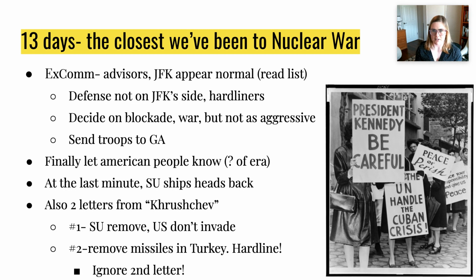And they get a second letter. And the second letter is very much, you must remove your missiles in Turkey or else. So much more hard, aggressive stance. And so they have to decide which of these letters do they listen to? What's going on? Their best understanding is that the first one probably was Khrushchev, and the second one was other people within the Communist Party or in the Soviet regime, essentially. And so what they decide to do is to just ignore the second letter.